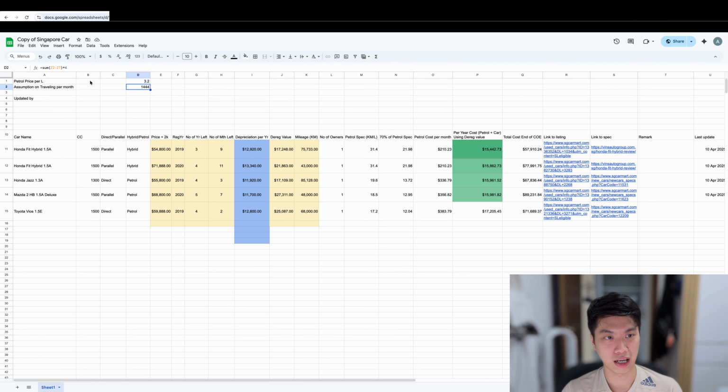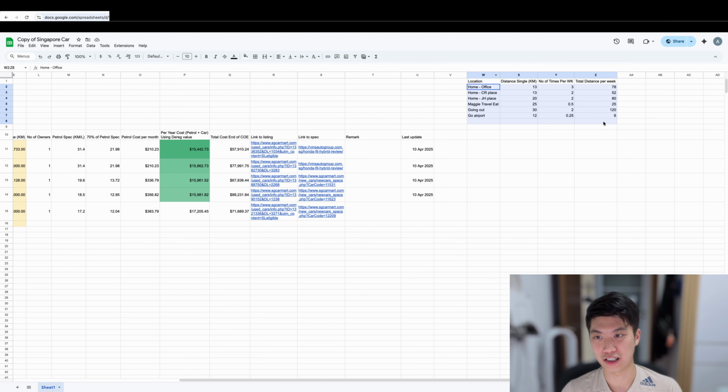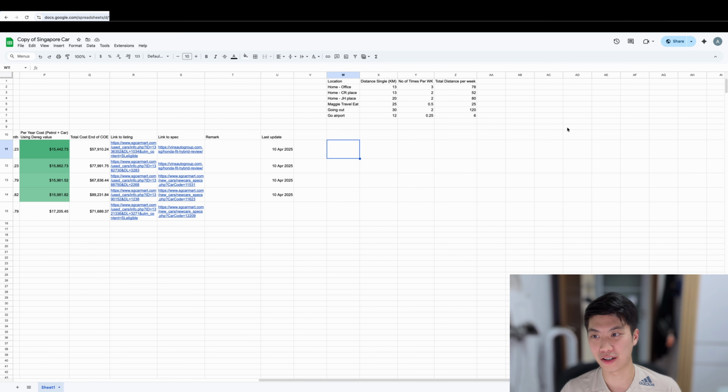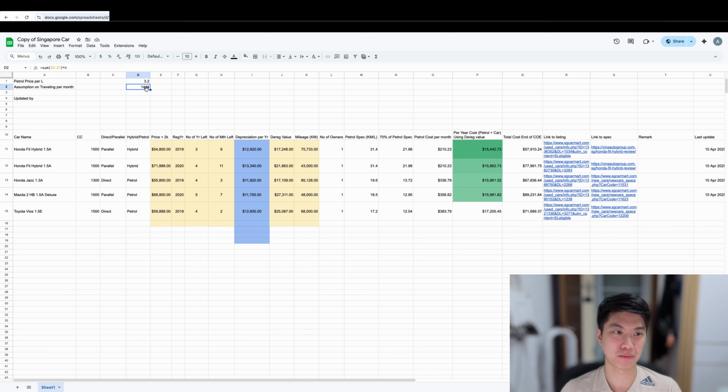Then I made an assumption on travel per month. How do I get this? I just put some kind of estimate before I bought lah. From home to office, from home to my friend's place, from home to my girlfriend's place, bringing Maggie to travel to eat, going out, and sometimes going to the airport to pick up my parents. Assuming that, I got an estimate of about 1.4k km per month in terms of distance. It's actually quite accurate, because now I'm traveling about 1.3k.